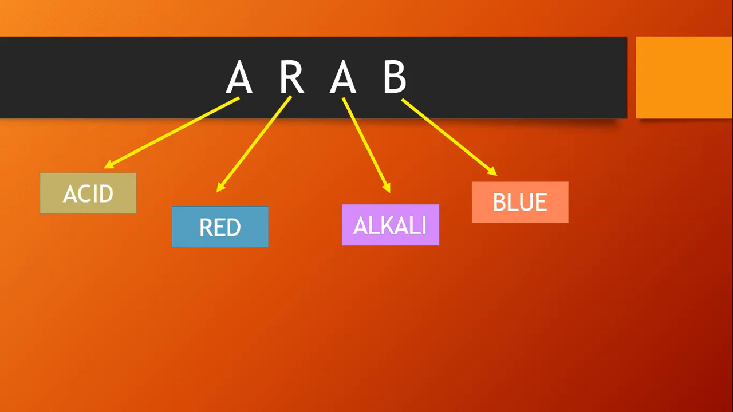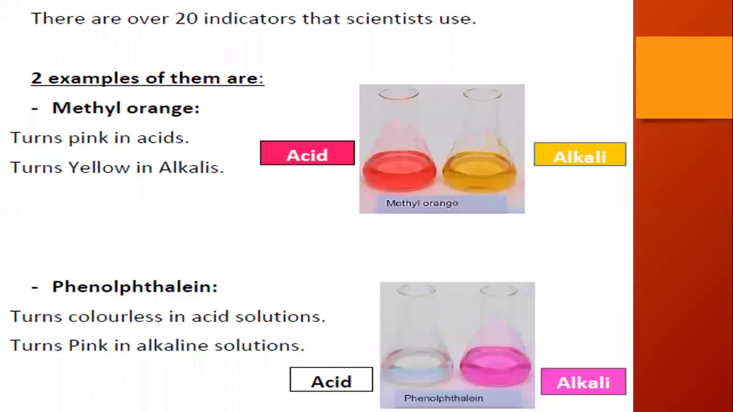Acid turns the litmus paper red. You start with an acid, okay? Acid turns the litmus paper red, and alkali turns the litmus paper blue, okay?